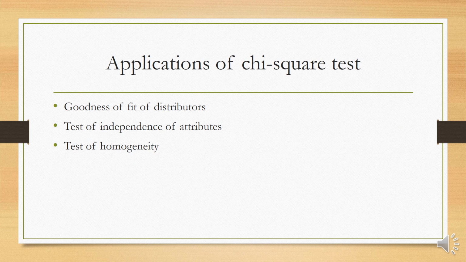Now the applications of the chi-square test. Here I've shown three key points for that. The first one is goodness of fit of distributions, the second one is test of independence of attributes, and the third one is test of homogeneity.